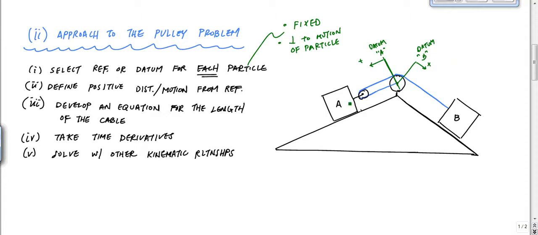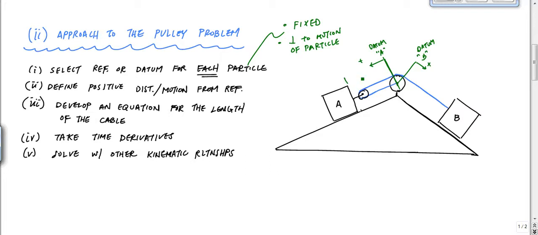What is positive? That way, if A moves towards the datum, that's considered negative motion, versus B moving away from the datum, which in this case is considered positive motion. Now the next thing I want to do is find the distances from the datum to the particle. In this case, particle A is really this little fixed pulley here to accommodate the cable, and then the mass of A here. So really the distance for A, I can choose probably, maybe I would choose right here.